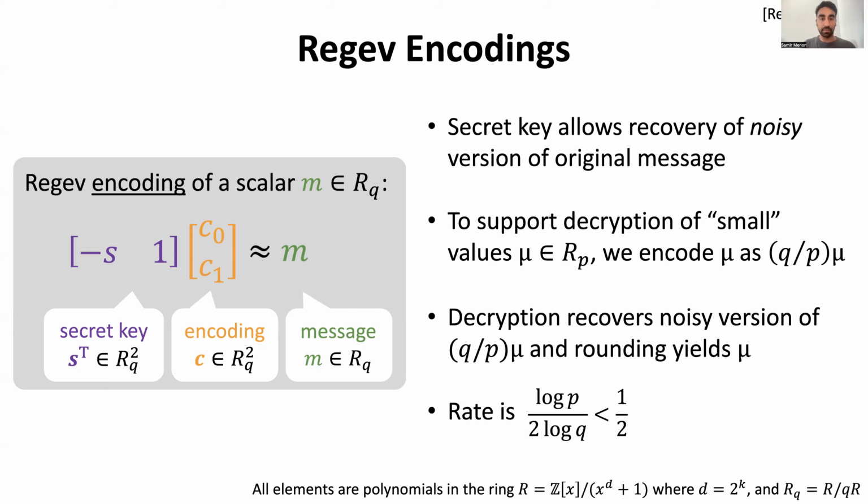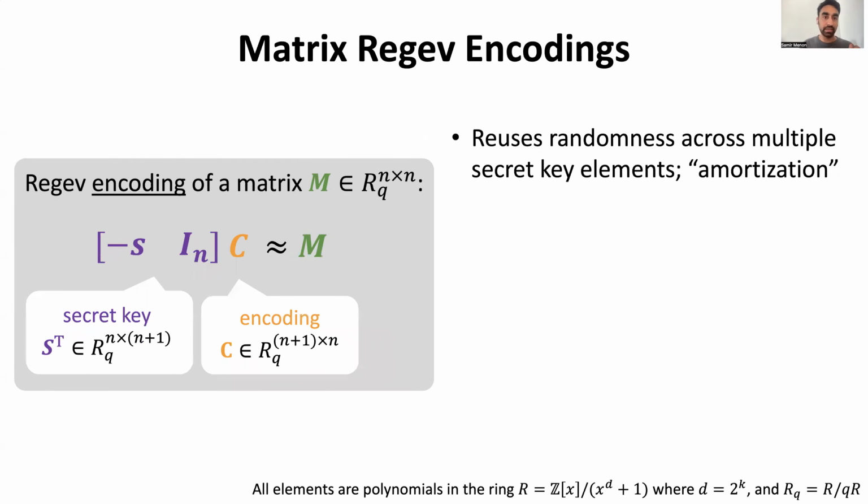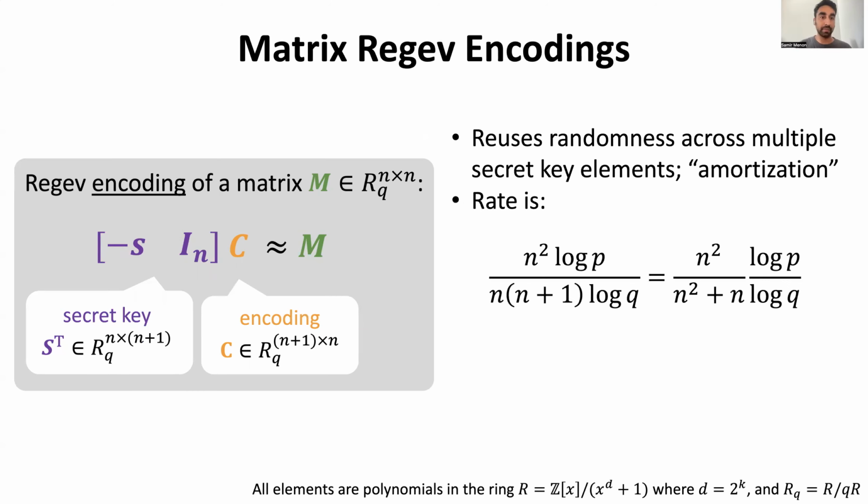So later work noticed that you can essentially amortize the randomness in the first element of that 2-element encoding. This is sometimes called also PVW, but basically you can also encode matrices this way, and it's a pretty natural extension. Instead of a scalar, there's now an n by n matrix that we're encoding, and the rate is now basically scaled with n squared over n squared plus n. So as n gets larger, the rate is approaching log p over log q. So now it would be possible to have a rate that's larger than 1/2 in the matrix setting.